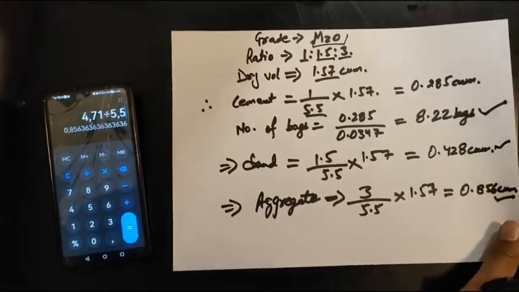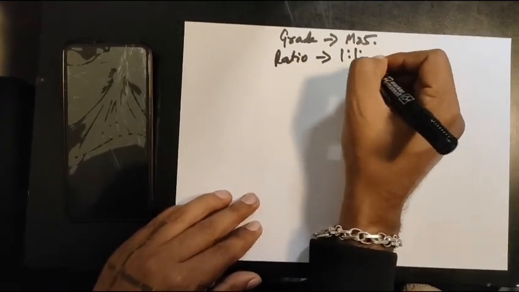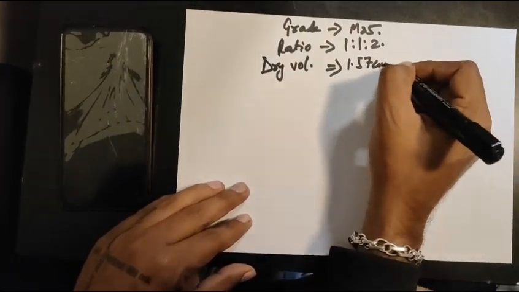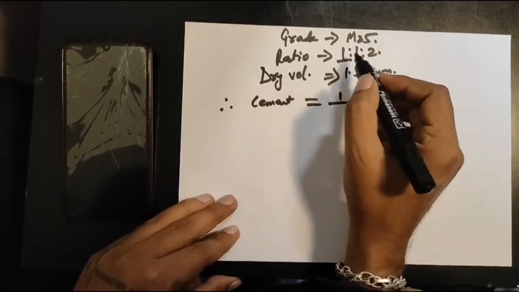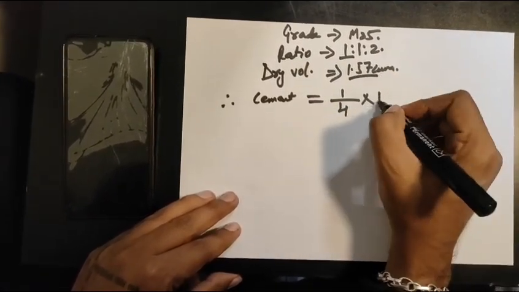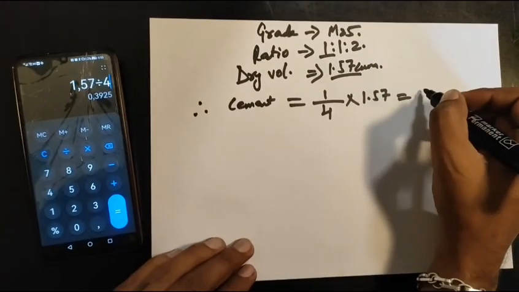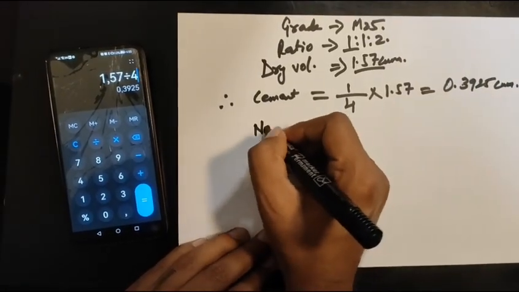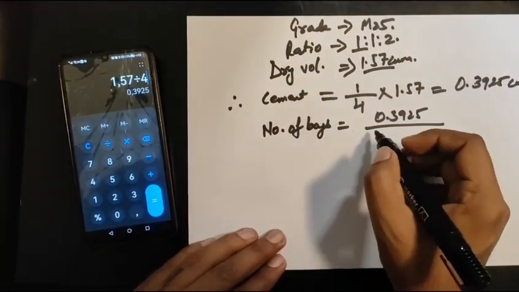Now our last grade is M25. Let's calculate it for M25 also. The next grade is M25, whose ratio is 1:1:2. Dry volume for 1 cubic meter of wet volume is 1.57 cubic meter. Therefore, the quantity of cement, ratio of cement 1 divided by sum of ratios, 2 plus 1 is 3, plus 1 is 4, multiplied by dry volume 1.57. Let's calculate. 1.57 divided by 4, which is 0.3925 cubic meter.